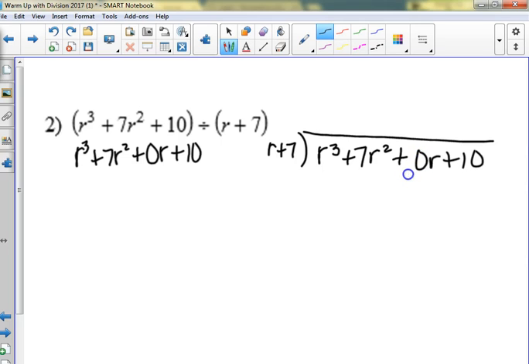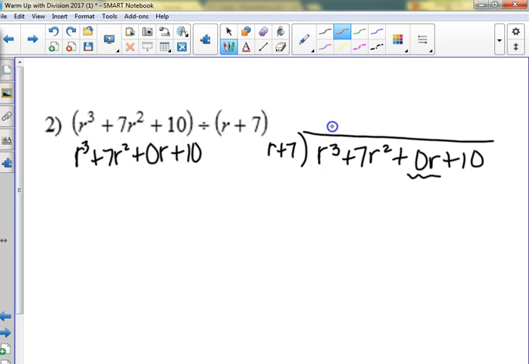Does anybody kind of remember that from doing this last year in Algebra 2? We did it last year. We did it weirdly. Okay. You should have done polynomial long division in your class, whether you had to write the placeholder in or not. All right.